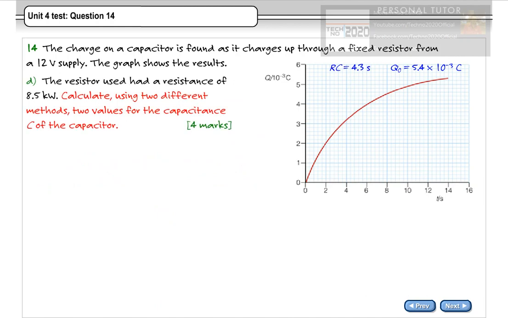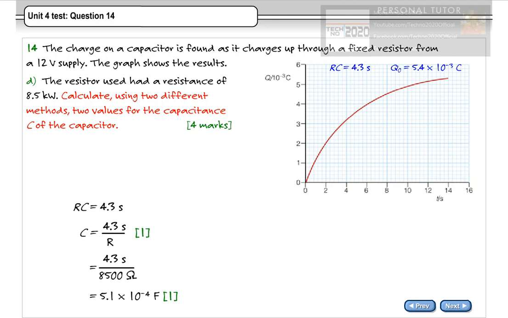In part D, the fact that two methods are asked for but not specified makes this a difficult part of the test, especially in finding a second method. The first method makes use of the fact that RC is equal to 4.3 seconds, and that we know the value of R to be 8,500 ohms. Substituting and calculating shows that the capacitance is 5.1 times 10 to the minus 4 farads.